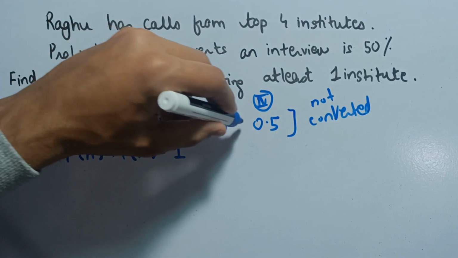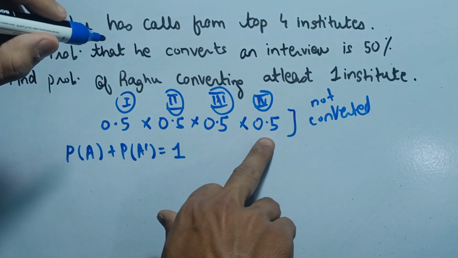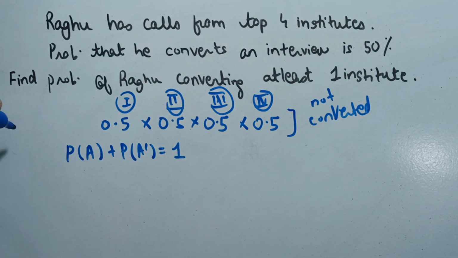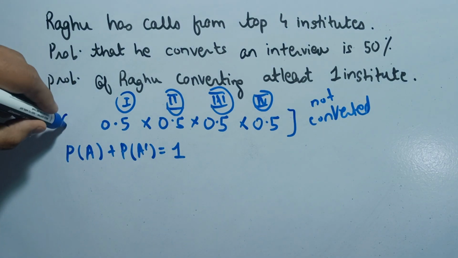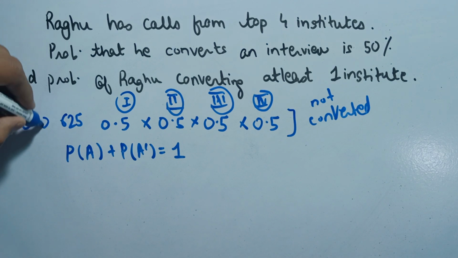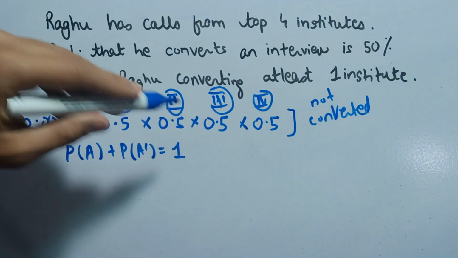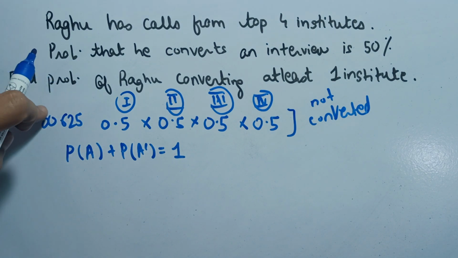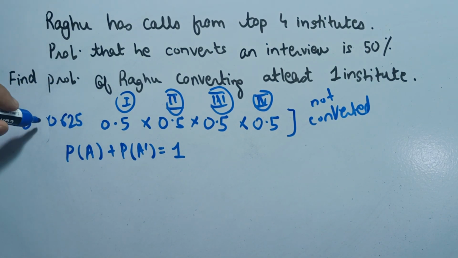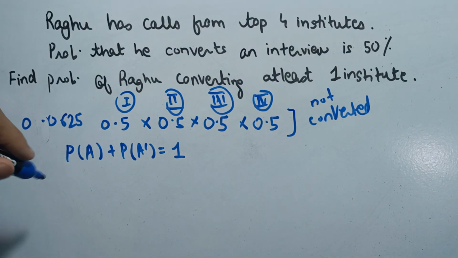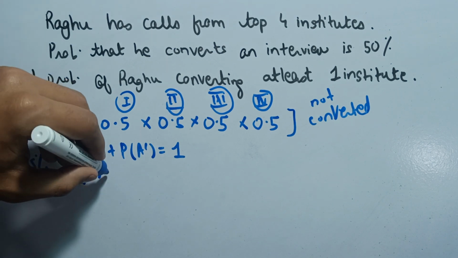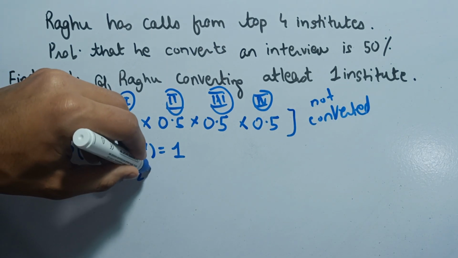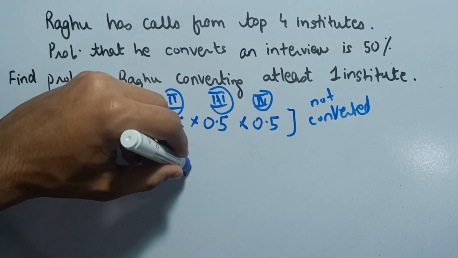Just multiply these numbers. So 0.5 into 0.5 into 0.5 into 0.5, this is the fourth power of 0.5. The fourth power of 5 is 625, and this is 0.0625. So we can write this as 6.25%. So we have the probability of not converting, that is 6.25%, and we can write the probability of 1 as 100%.